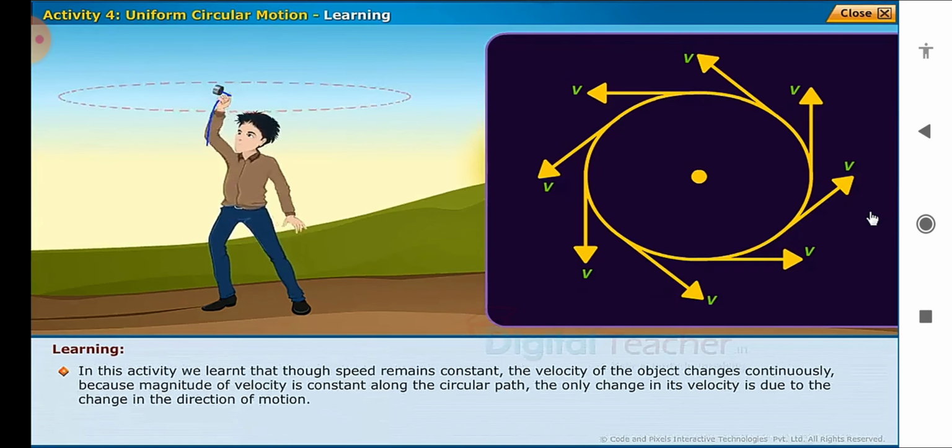In this activity, we learned that though speed remains constant, the velocity of the object changes continuously, because the magnitude of velocity is constant along the circular path. The only change in its velocity is due to the change in the direction of motion.